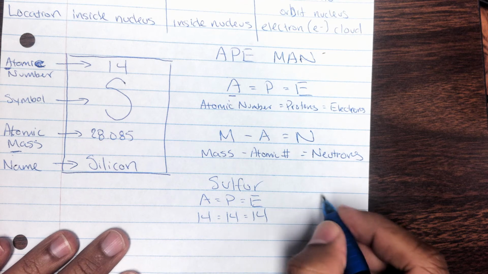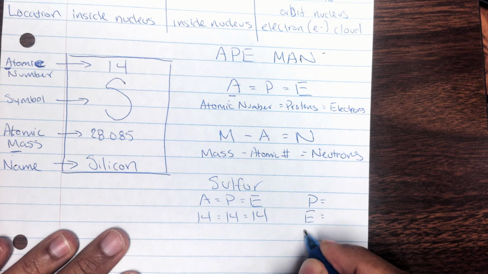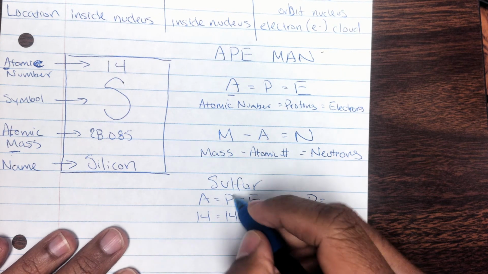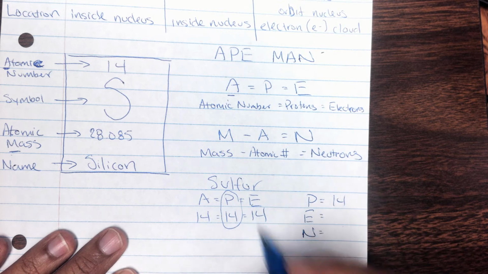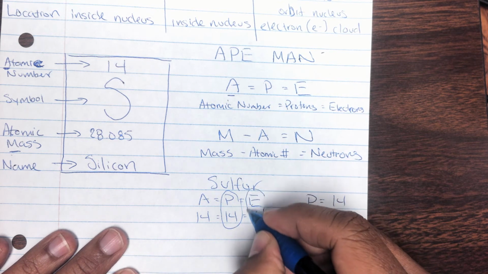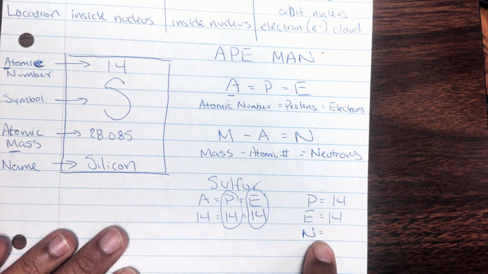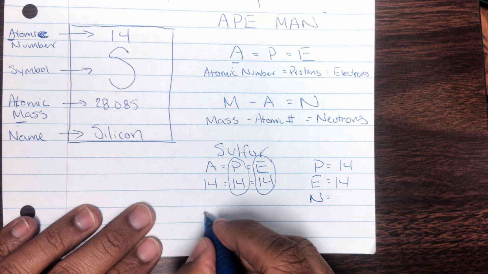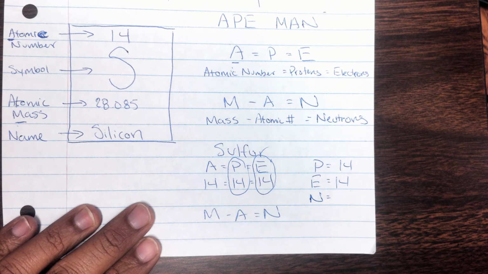So the three things that I'm looking for right now are P, protons, E, electrons, and neutrons. So now I know that I have my protons right there, it's 14. And I know that I have my electrons right there, it's also 14. I'm looking for my neutrons, so I have to use MAN. For MAN, I'm going to write M minus A equals N.